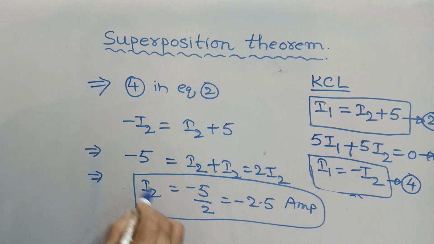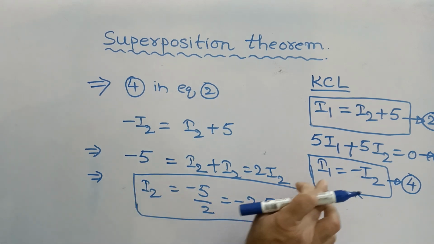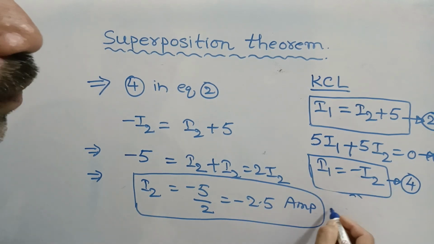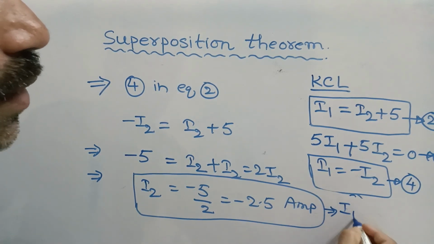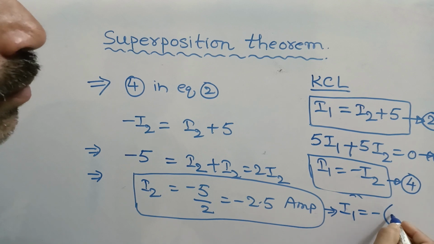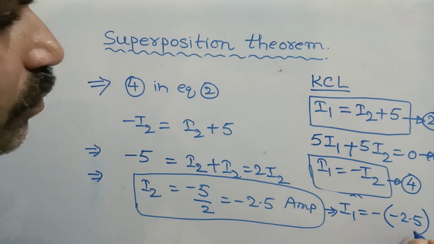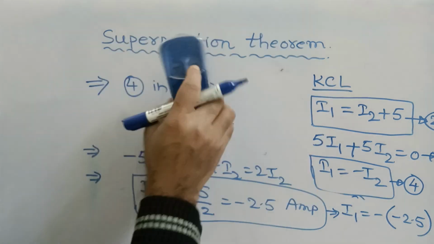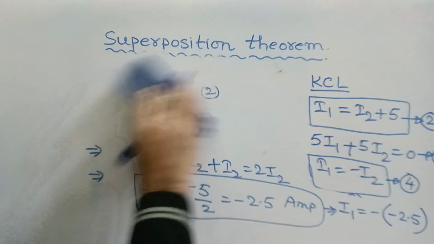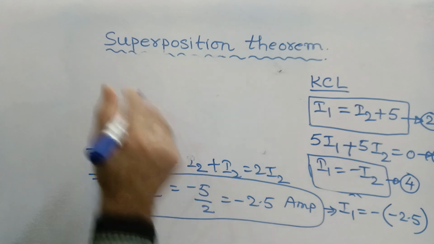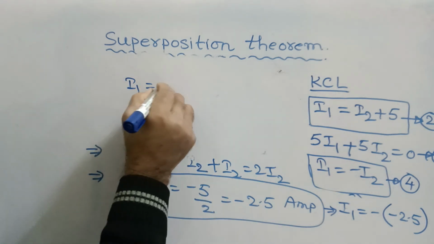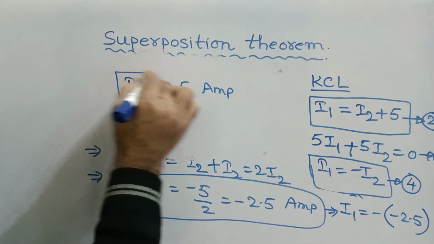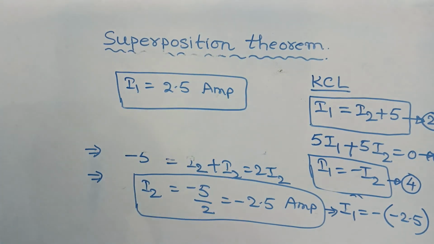So if I2 is equal to minus 2.5, then what is your I1 value? I1 is equal to minus I2. So from here, your I1 is equal to minus of minus 2.5, minus into minus is plus. Therefore your I1 is equal to 2.5 amperes. So this is the current actually flowing through the first mesh, that is I1.